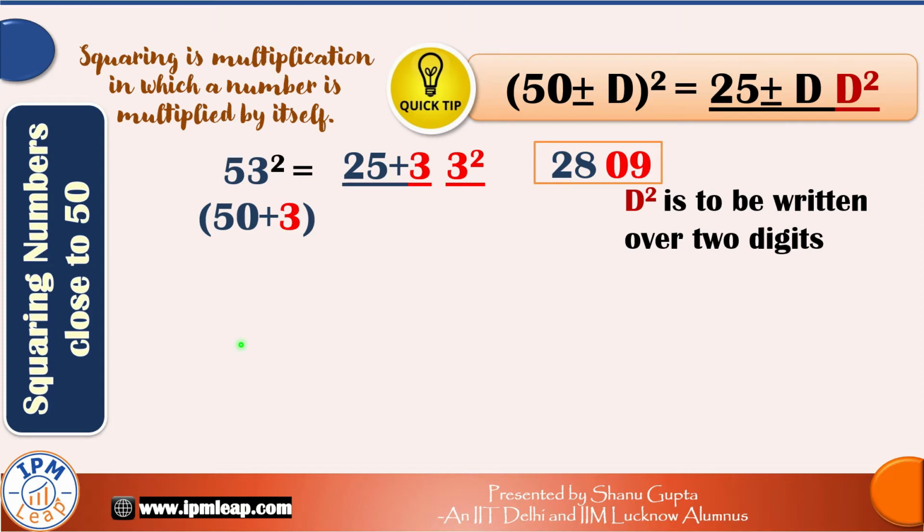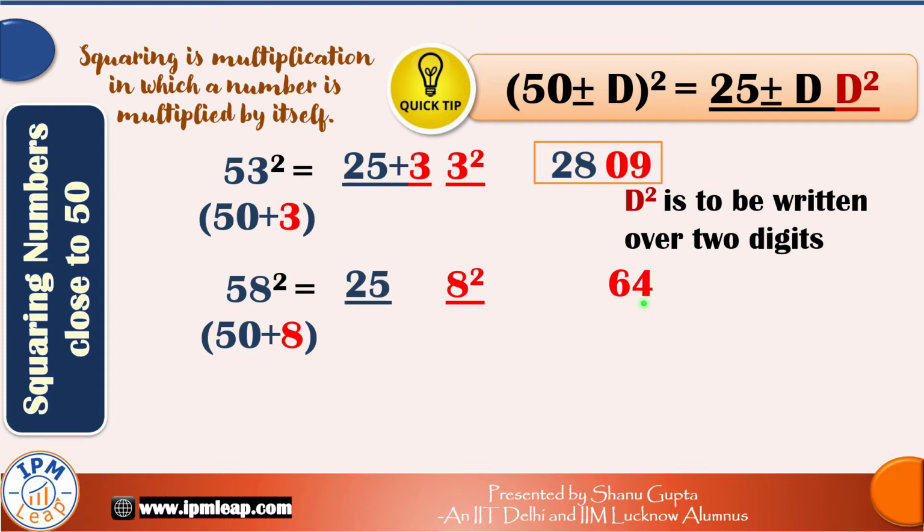One more example. For 58 square, 58 is 50 plus 8. So D is 8. The last 2 digits of our answer is 8 square, 64. And the left side of our answer is simply 25 plus 8, which is 33. So 3364 is the square of 58.